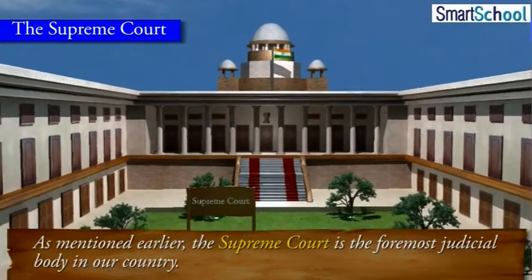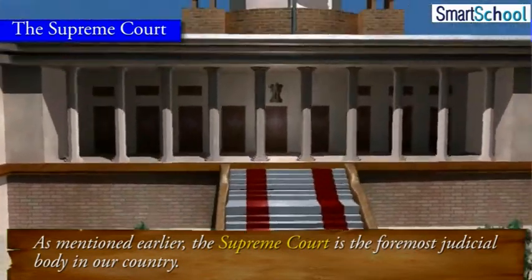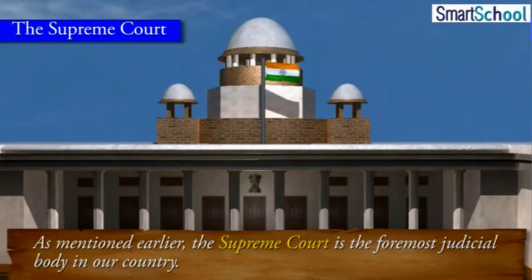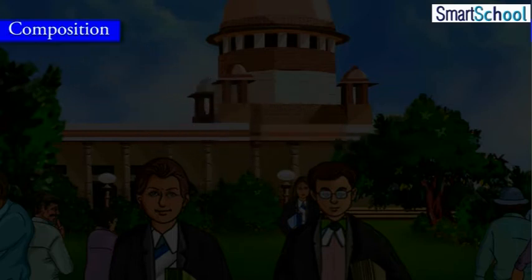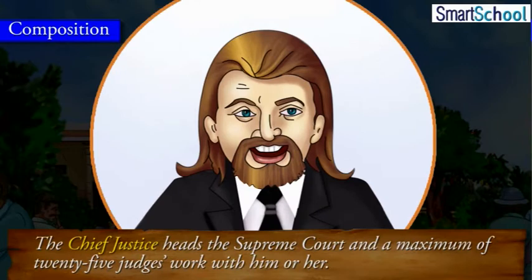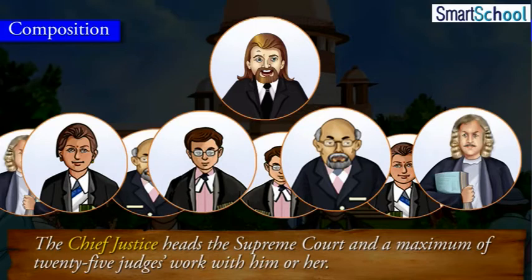The Supreme Court. As mentioned earlier, the Supreme Court is the foremost judicial body in our country. Composition. The Chief Justice heads the Supreme Court, and a maximum of 25 judges work with him or her.